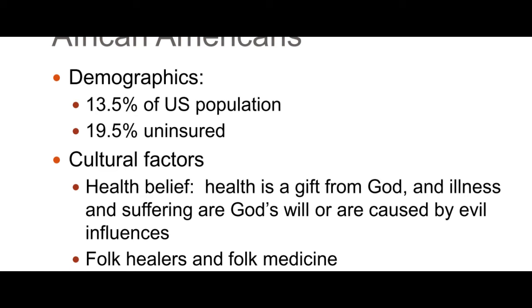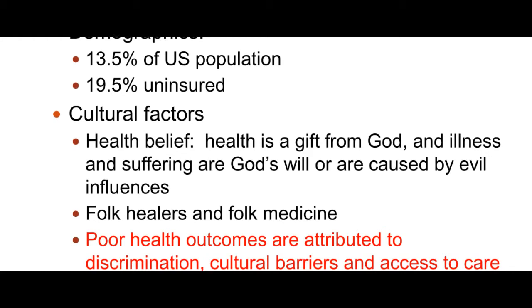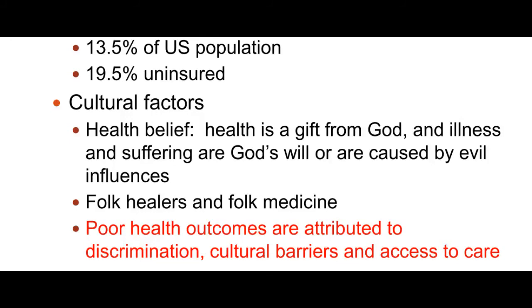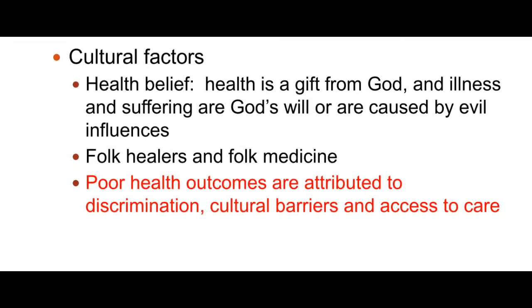Okay, so we'll start with the first group, which is African Americans. Many are uninsured. Many have poor access to care. This group has different beliefs sometimes, as all groups do, about disease and illness. A lot of folk healers and folk medicine. I don't see that personally, so I'm not quite sure where this came from. Maybe some of you can help me with that. But according to the National Standards for Culturally and Linguistically Appropriate Services from the U.S. Office of Minority Health, where do the poor health outcomes in African Americans come from? What are they attributed to? The poor health outcomes are attributed to discrimination, cultural barriers, and access to care.